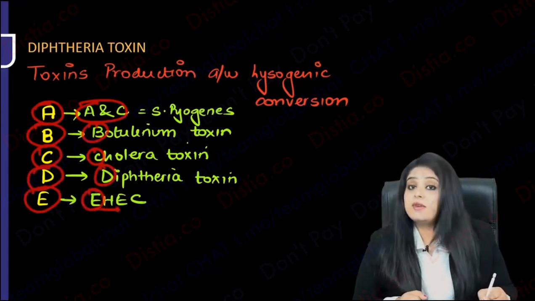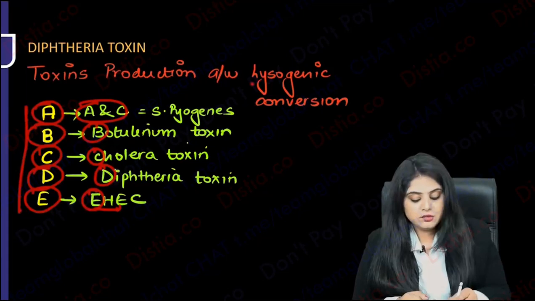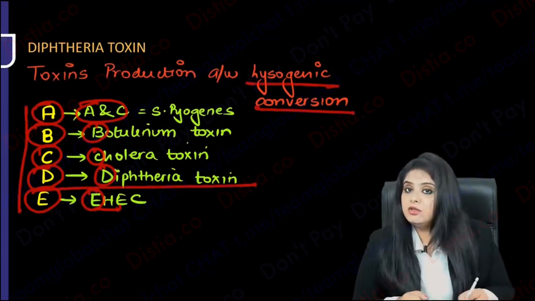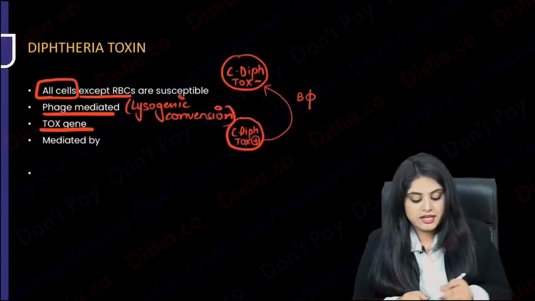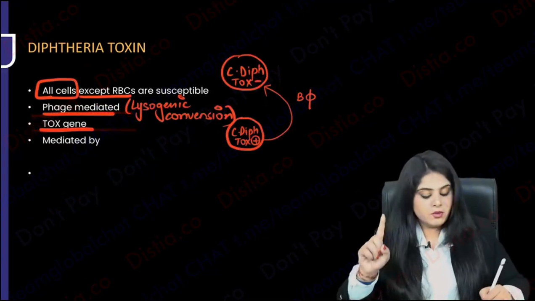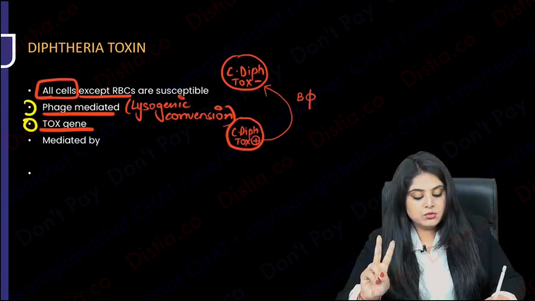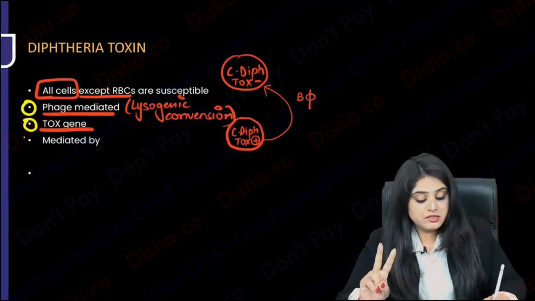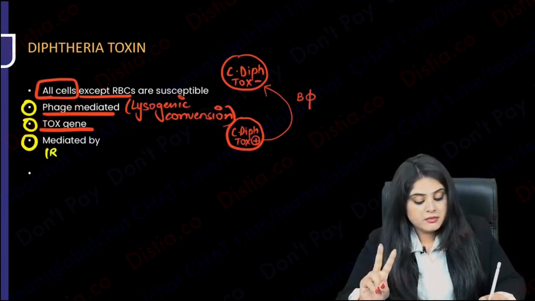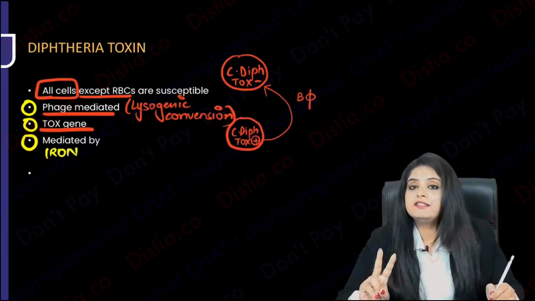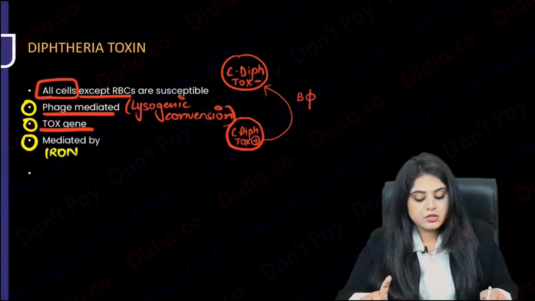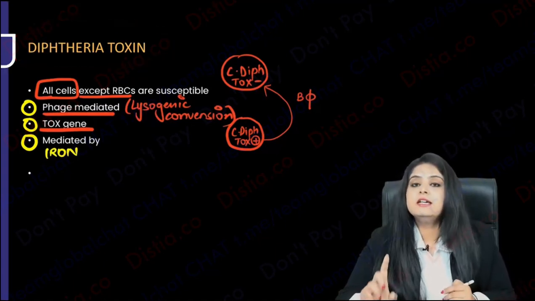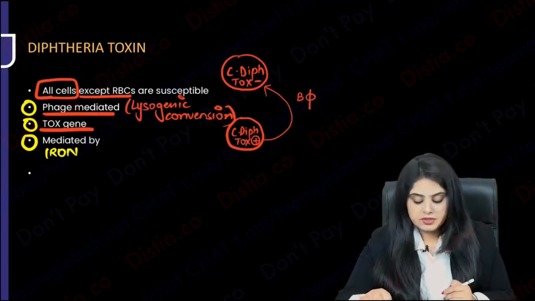All of these are associated with lysogenic, matlab bacteriophage hoga, diphtheria toxin. That is why I am studying it over here. So number one, who determines? The tox gene determines. Who transmits? Bacteriophage transmits. Is it also mediated by the levels of something? Yes, it is also mediated by iron. So does iron have a role in the toxin production or no production? Yes, it does. Iron has a very, very important role out here.